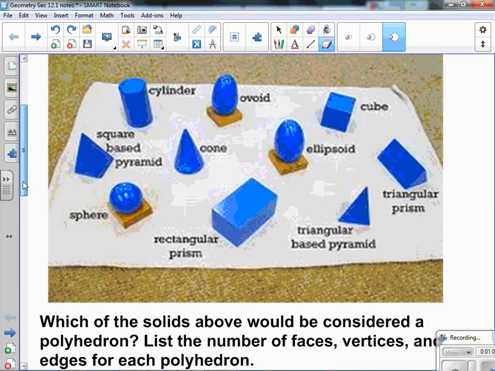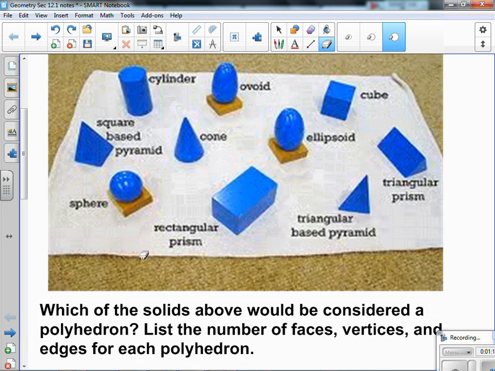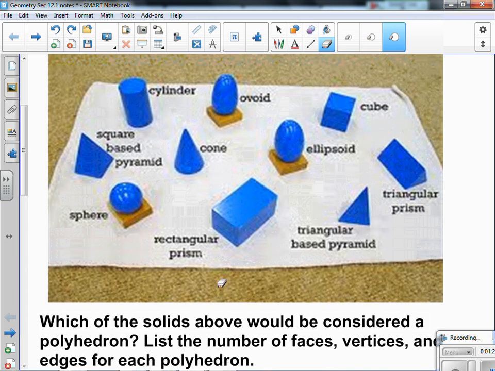In this picture we have multiple different versions of three-dimensional figures. Can't really see them very well on your notes. It didn't print out very well, but on here you can see it a little bit better. And we want to determine which of those solids above would be considered a polyhedron. And remember, a polyhedron is made up of polygon faces. So it's got to have a square, rectangle, triangle, hexagon, something like that, making up the faces.